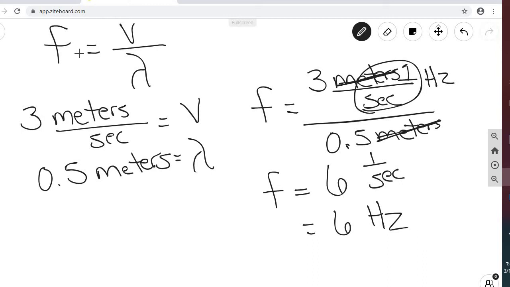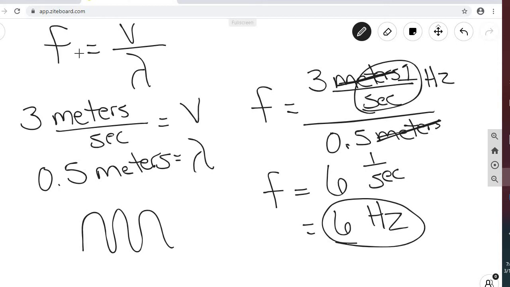So what this means is that if you are standing in the middle of this wave, every second you're going to get hit with 6 waves. So if you think about standing in the ocean and the waves are coming in and hitting you, if the frequency of that wave is 6 hertz, then you will get hit by 6 waves every second.